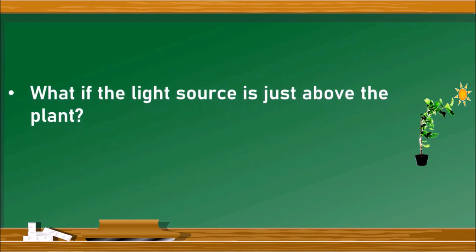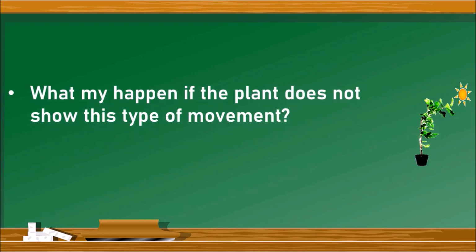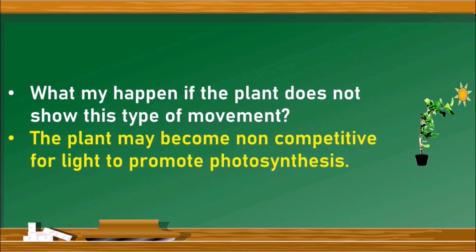Next question, what if the light source is just above the plant? What happens? The plant grows upright without any bending. Next one, what may happen if the plant does not show this type of movement? Because the plants are competitive towards the light to perform photosynthesis better, the plant may become non-competitive for light to promote the photosynthesis if this kind of movement does not occur in plants.